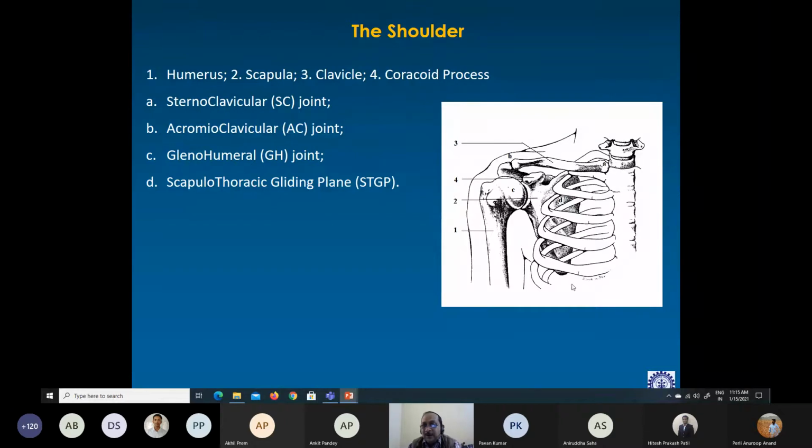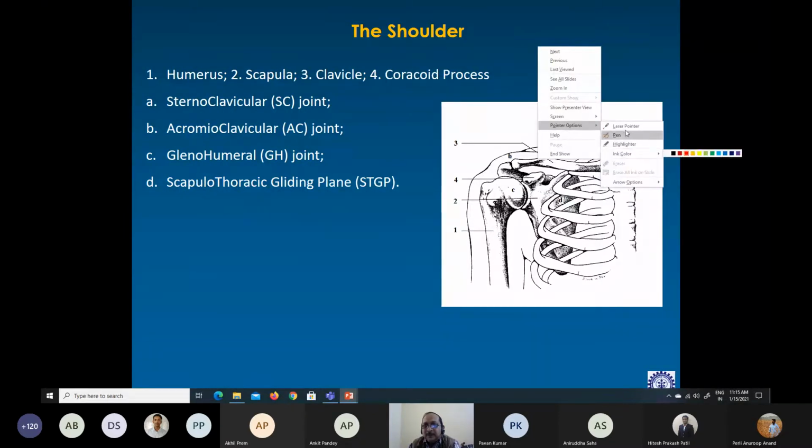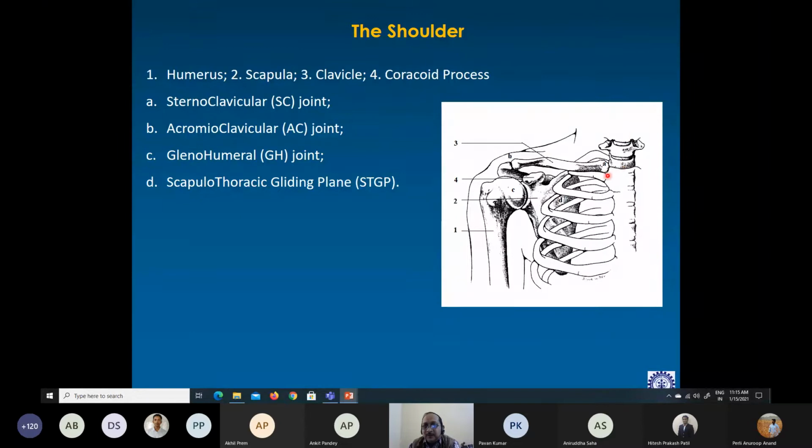We start with the sternoclavicular joint. This is the laser pointer, A. We have the acromioclavicular joint, B. We have the glenohumeral joint, the most important joint that gives rise to the motion of the shoulder joint, where the scapula and the humerus are articulating.